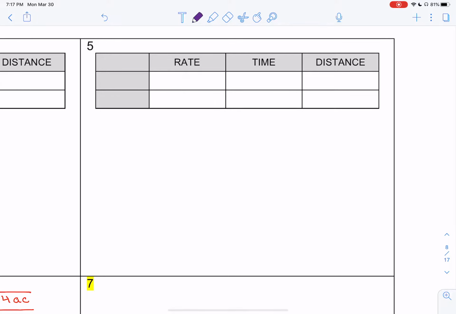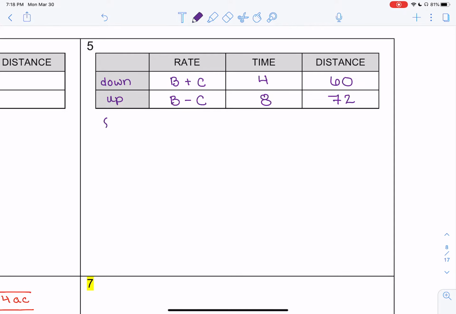We start this chart by putting our downstream and upstream titles. And remember that downstream is going with the current, so it's boat plus current. Upstream, you're fighting against the current, so it's boat minus current. Then pull information from the question. 60 miles downstream took 4 hours. So my time is 4, my distance is 60. Okay, and then 8 hours were required to do the 72 miles upstream. So that's what my other row will look like.